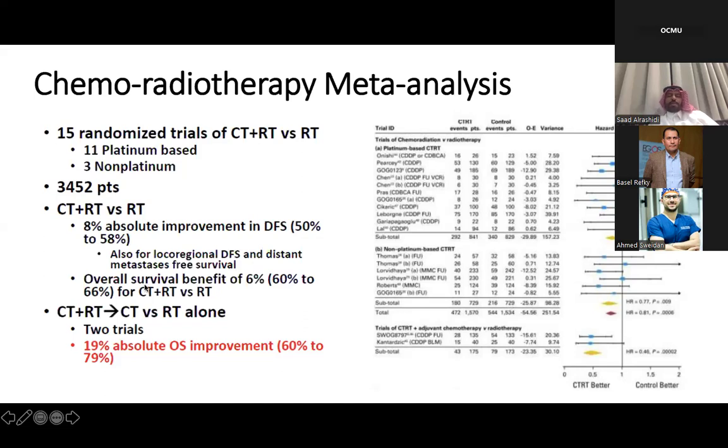Sorry, Dr. Saad, we have a question from Dr. Mohammed Al-Husseini, a surgical oncology fellow. Dr. Saad, yes, Dr., please ask your question. If a patient has CKD, will you give cisplatin?